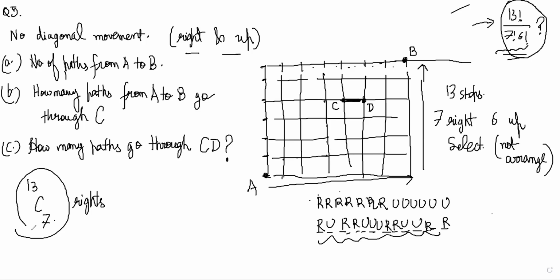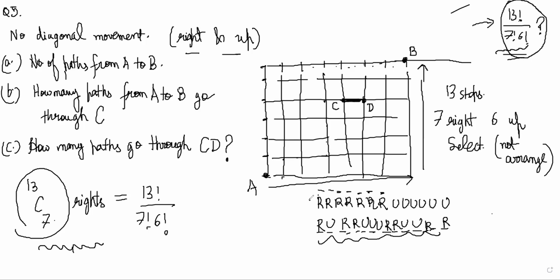So for each of these selections you have one path, because the corresponding up steps are already fixed. Whatever is not a right step is an up step. So that's why it will be 13 factorial by 7 factorial 6 factorial. You're not doing an arrangement here. It's a selection of spots where to put the right. Each right is indistinguishable from another right. There cannot be any arrangements, right?